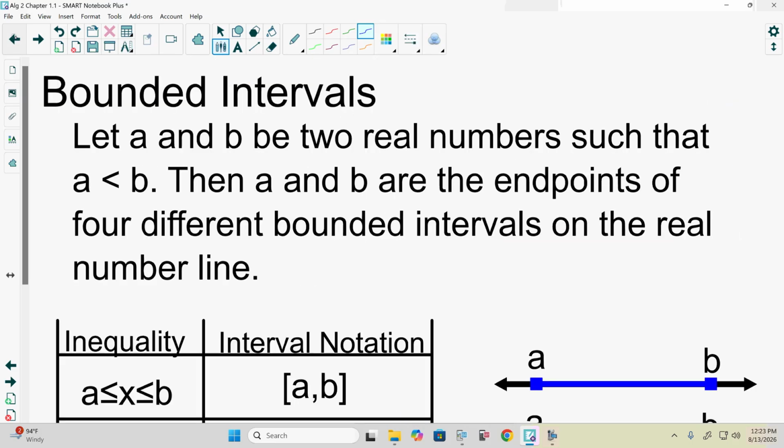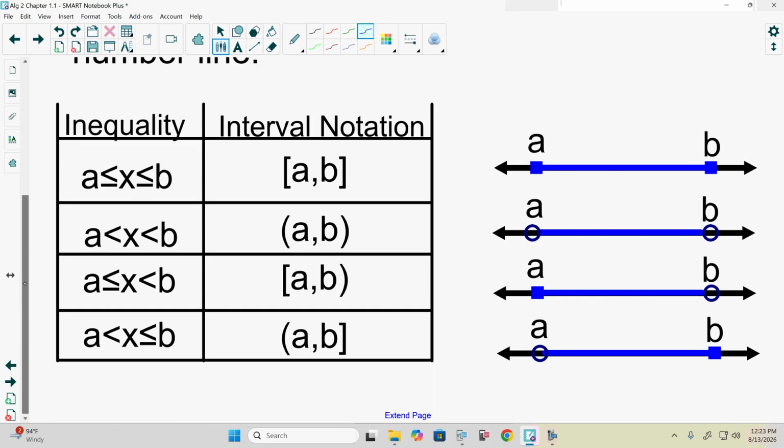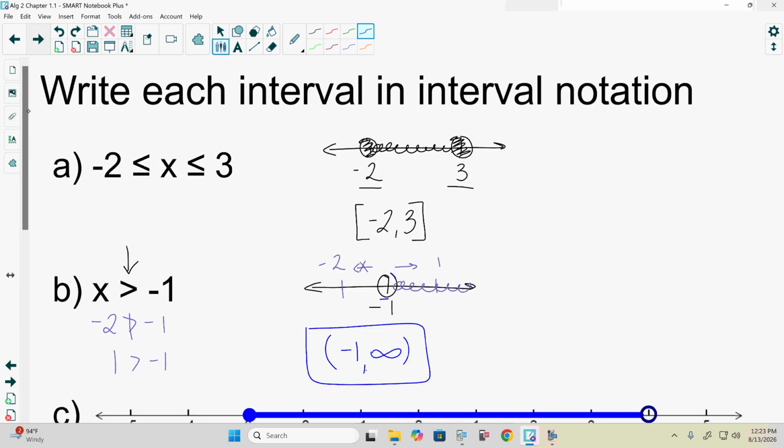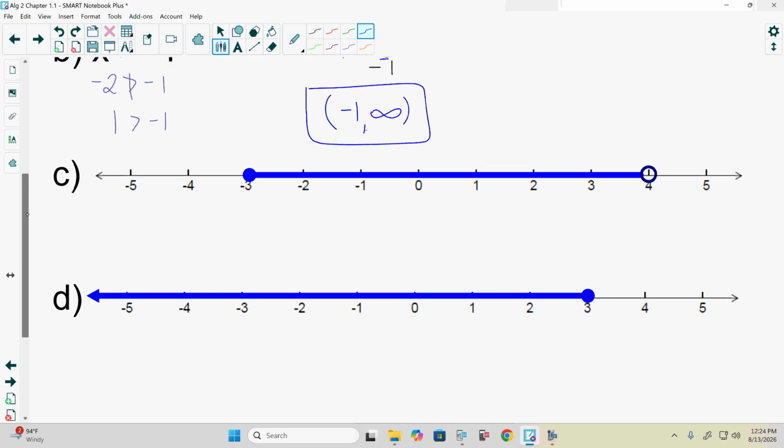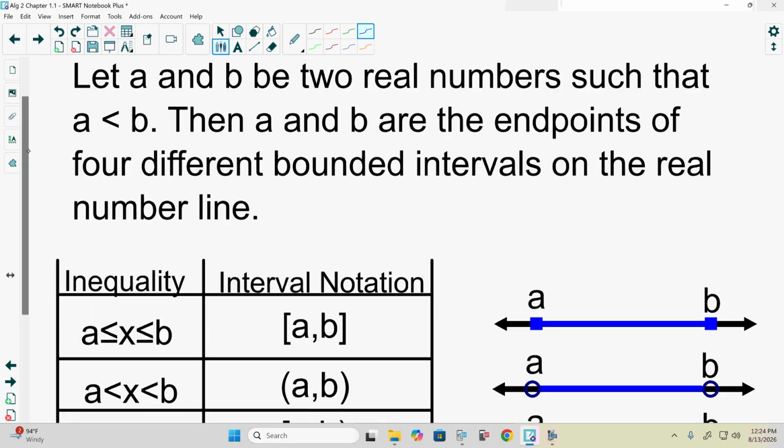If looking at the charts helps, well, we know 1 is bounded, or 1 is included, 1's not. So we're not looking at the top 2, we're looking at the bottom 2, yes? Would it be the third one or the fourth one? That's going to be that third one. The left point is included, the right one's not.